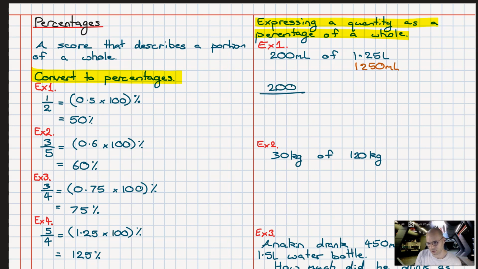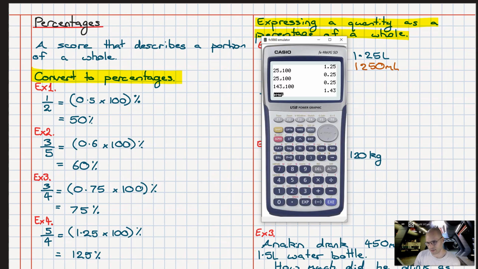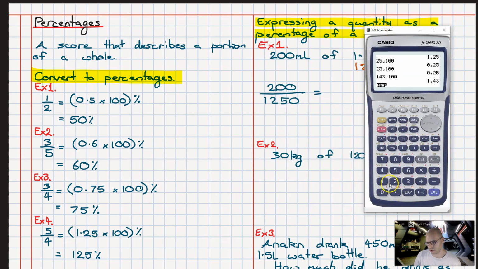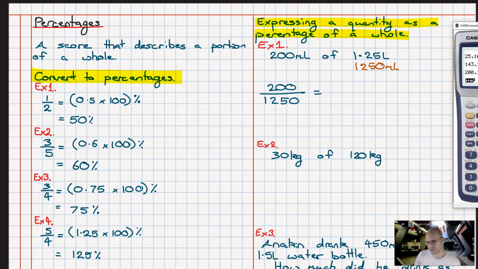Now, what we need to do is we'll grab our 200, like so, and we'll write it out. Then we're going to stick it over 1250. Now bringing up the calculator, I'll throw it in. 200 divided by 1250 equals, it's going to give me 4/25, which we're not really interested in. Rather, we want the decimal representation. So I click FD and we get 0.16.